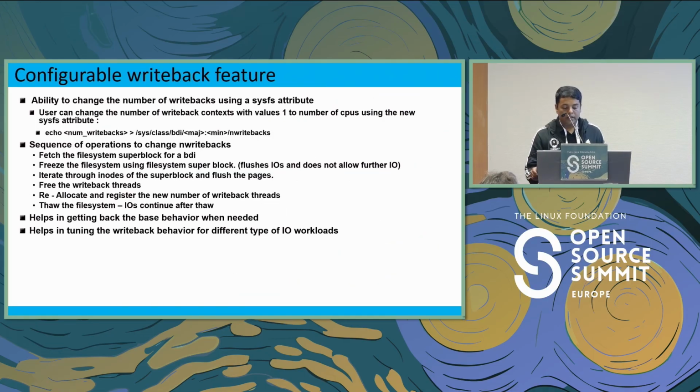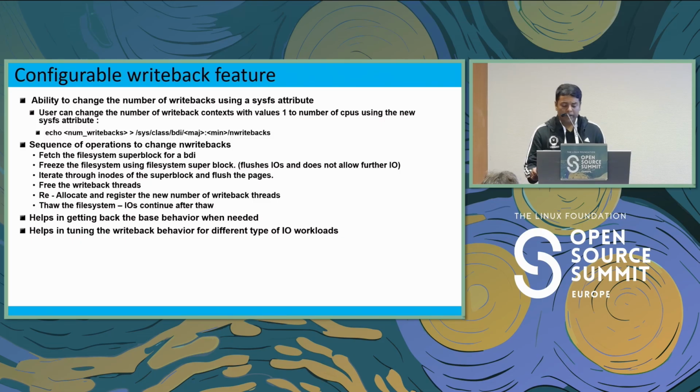Now we'll see the configurable writeback feature. This was suggested by Christoph: we also added the ability to change the number of writeback threads on the fly using a sysfs attribute. The user can change the writeback contexts with values varying from 1 to the number of CPUs. We just have to echo the number of writebacks we want to sys/class/bdi, with the block device major:minor number, and the number of writebacks.